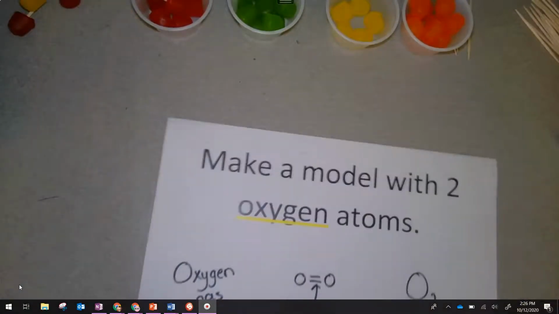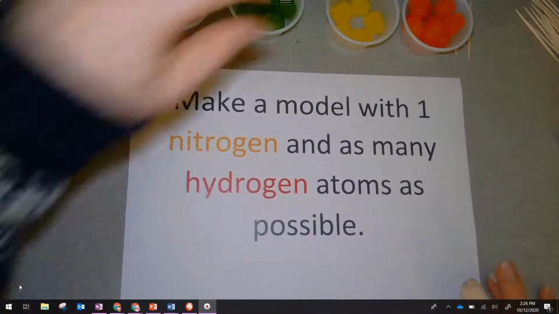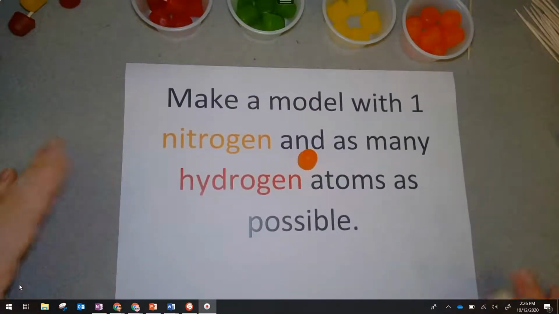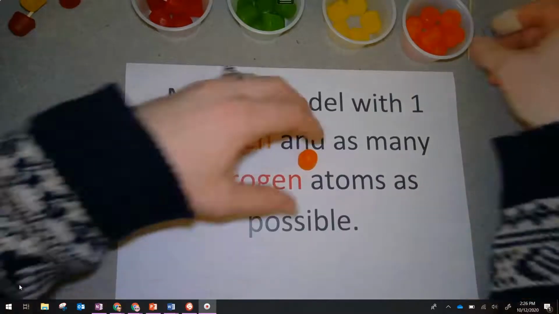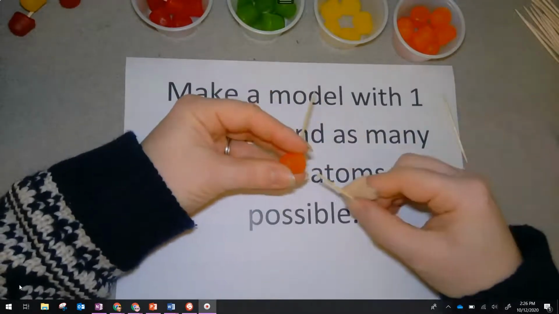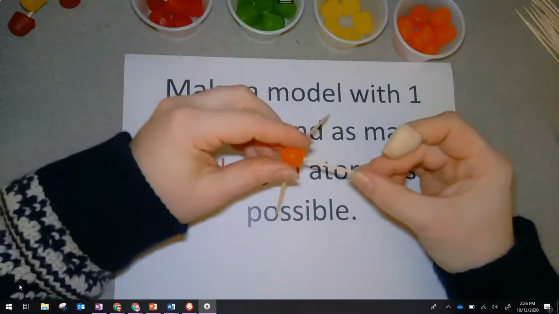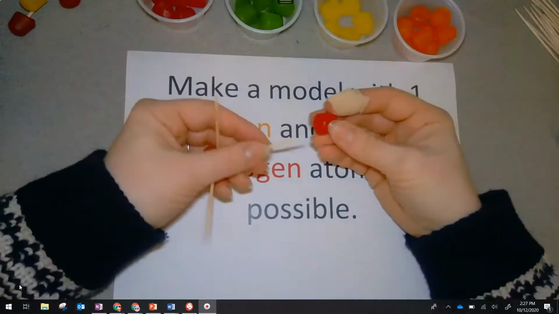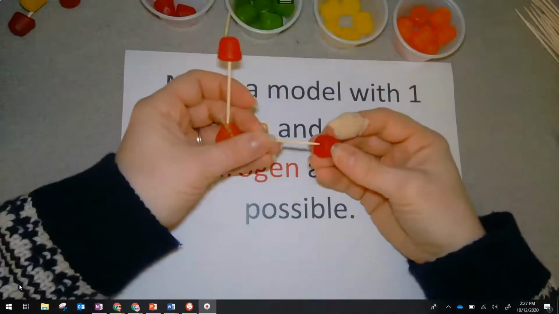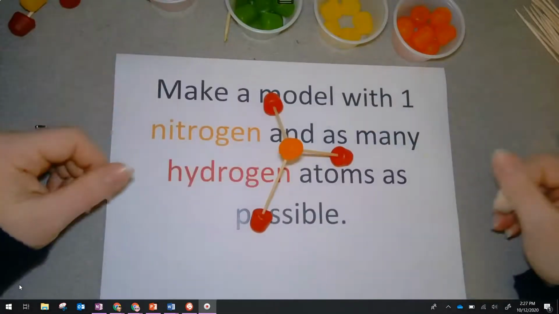All right, next model. Make a model with one nitrogen and as many hydrogen atoms as possible. So here's your nitrogen. Look at your bonding rules. How many bonds can they make? Make your model and pause the video. So nitrogen, according to our table, can have 3 bonds. So I'm going to put those 3 bonds into my nitrogen, and then it says add as many hydrogens as possible. So I'm just going to add hydrogens to the end of each of these bonds. And now I have my model.